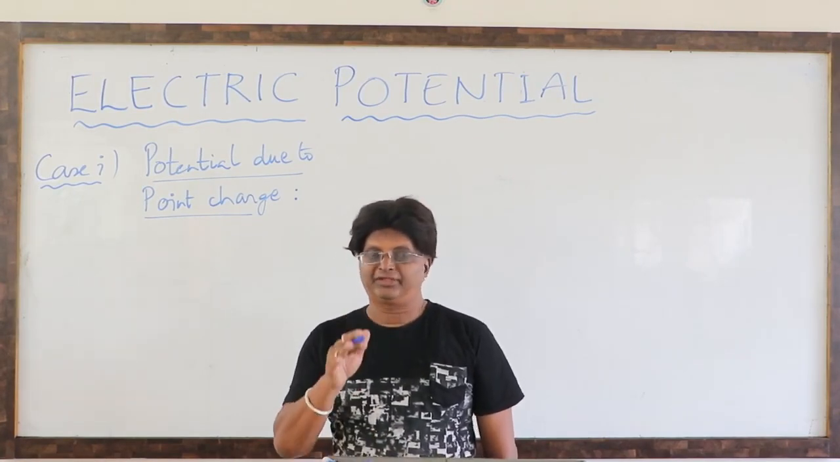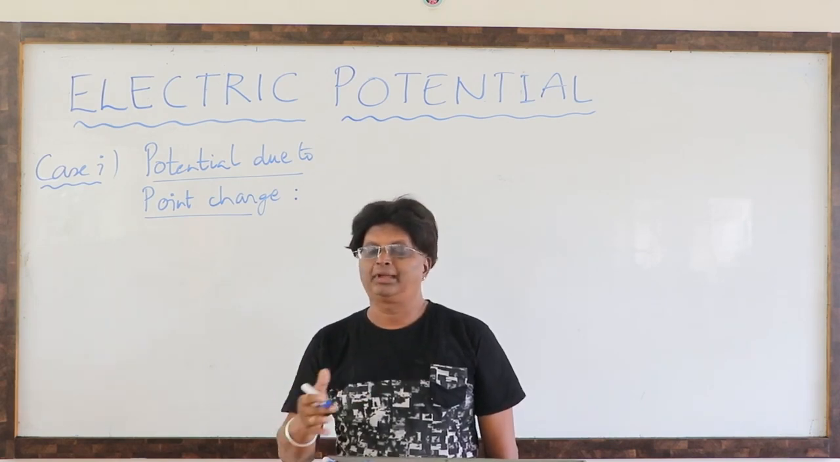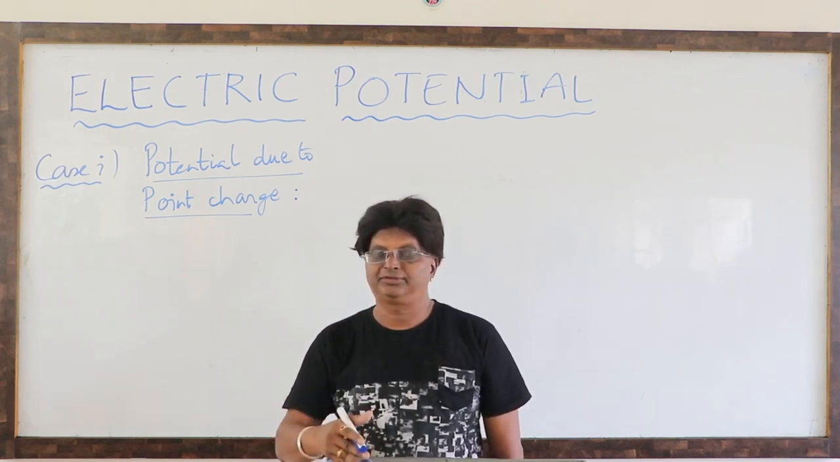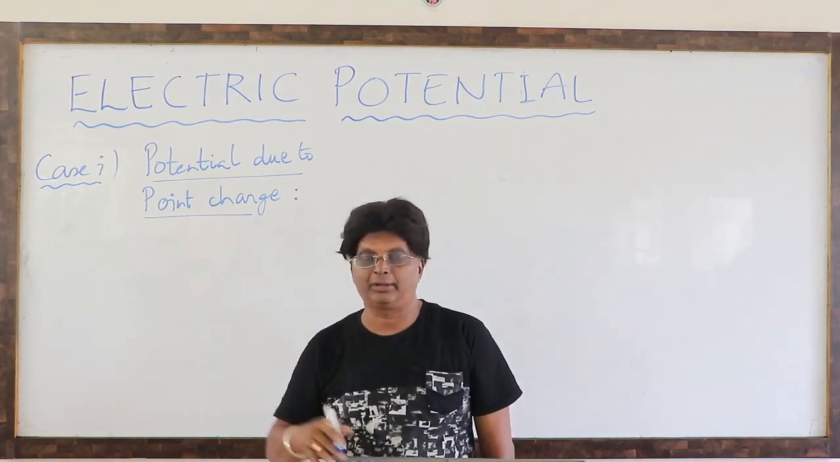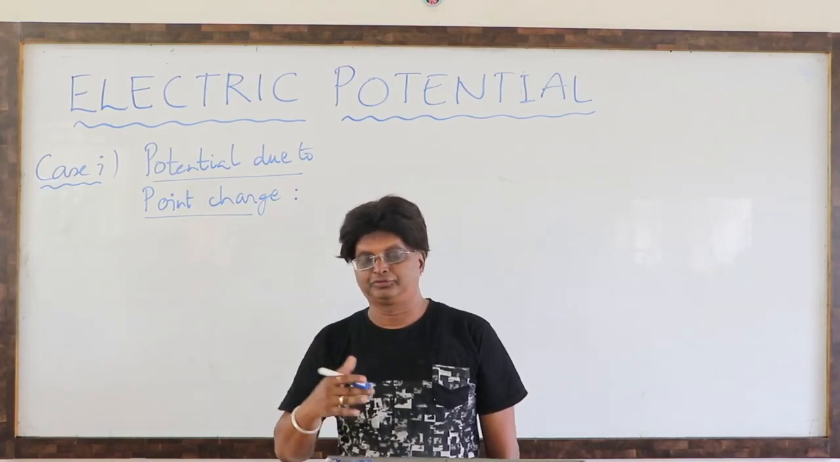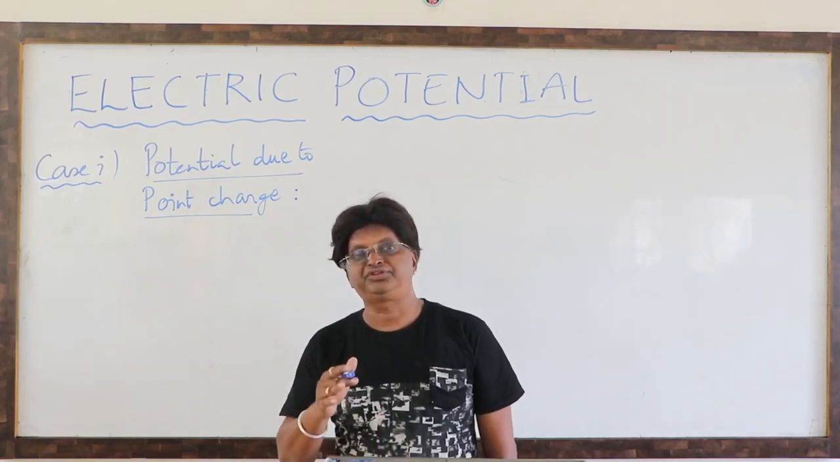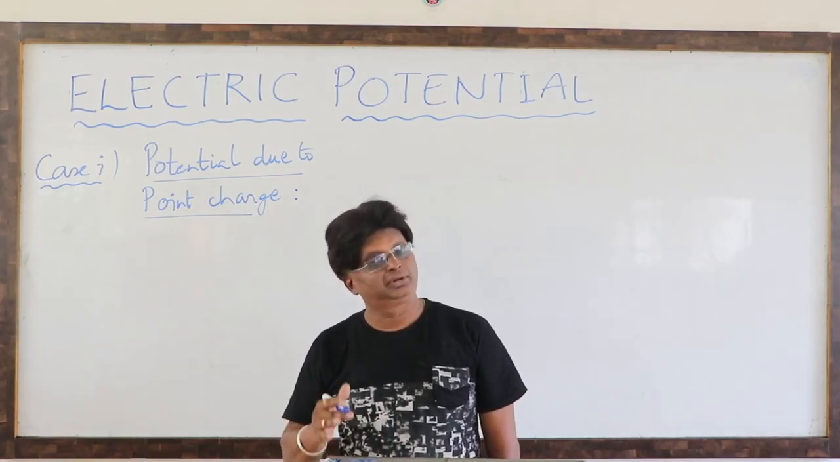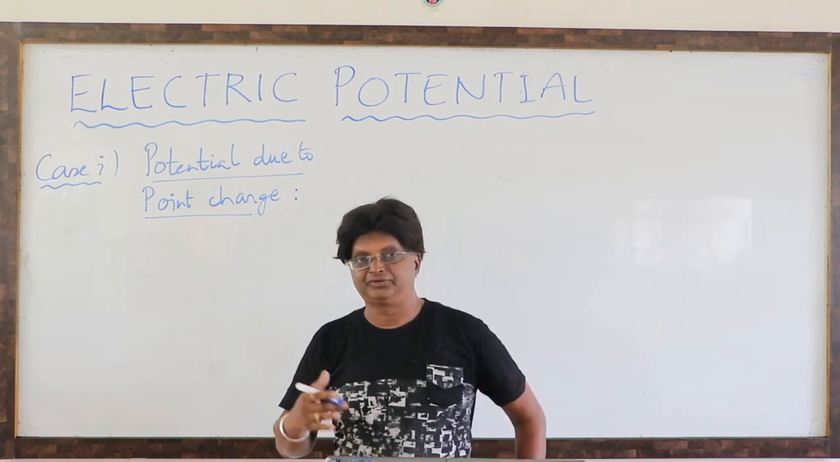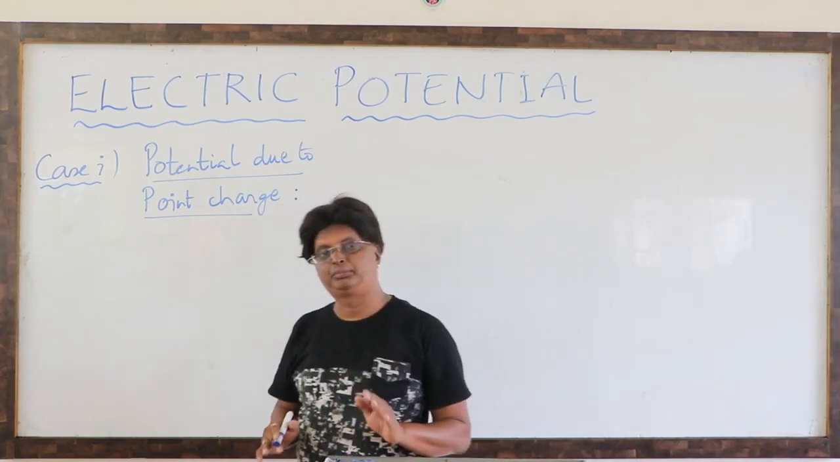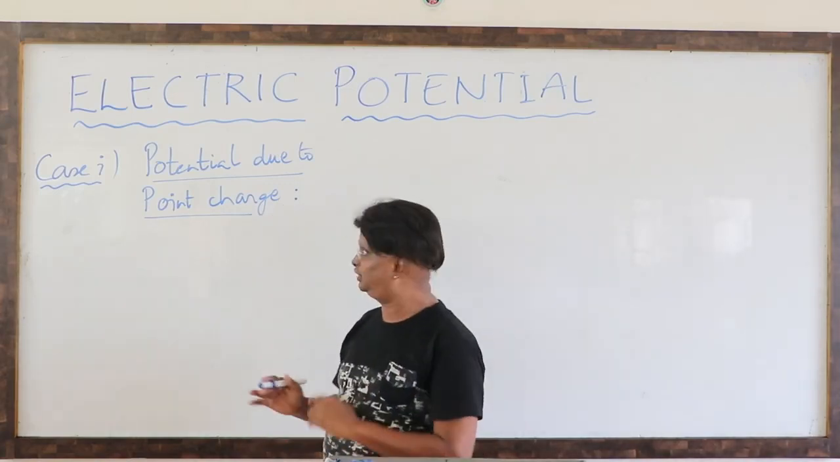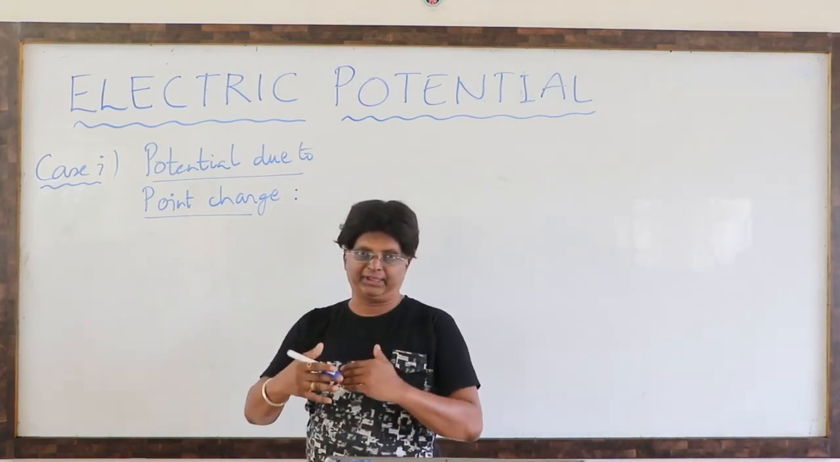In the case of electric field, we did some cases like electric field due to point charge, field due to dipole, and field due to distribution of charges. Same case here also, we now do the potential due to different configurations of charges. To begin with, the simplest case is potential due to point charge. We do a simple derivation.